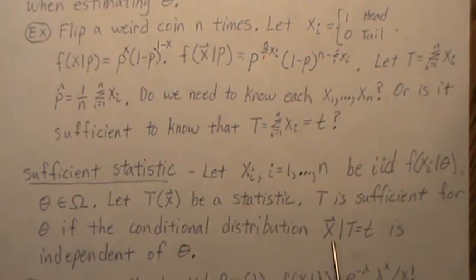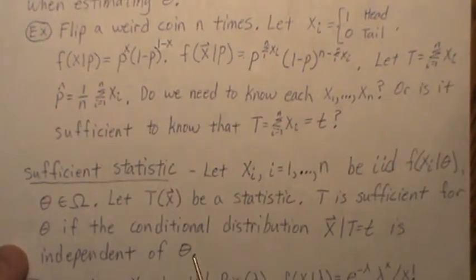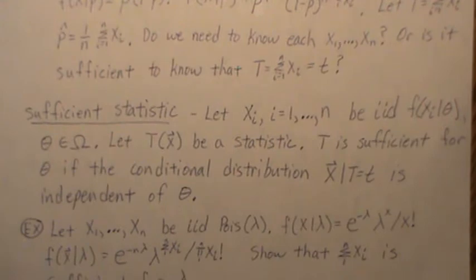So we've taken our data of size n and reduced it to a number. And that's sufficient. That's all we need to know to estimate this theta. We're not gaining anything by knowing the actual values of our data. Now let's look at an example.